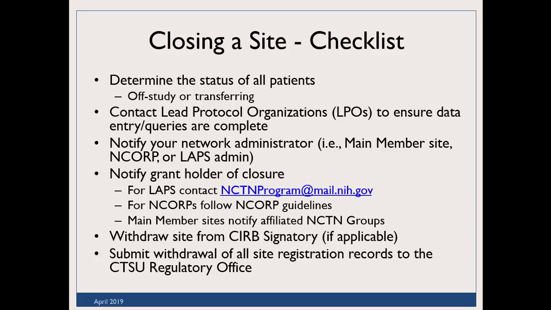You'll also want to notify your network administrator for main member sites, NCORPs, and LAPS. They will notify the grant holder, be that the LAPS contact, following the NCORP guidelines, or the main members will notify the groups. You may need to withdraw that site from under your CIRB signatory, and if possible, submit some withdrawal forms to the CTSU regulatory office if that site's no longer going to participate. Particularly important for studies that are still ongoing and active, because then that site looks like it's a participant on clinicaltrials.gov or cancer.gov when it really is no longer.